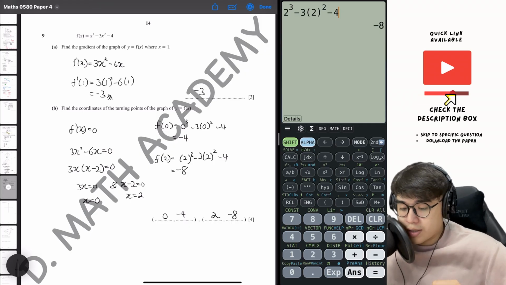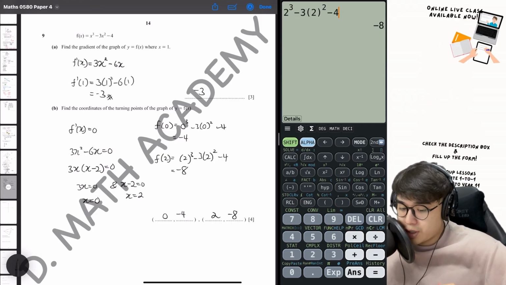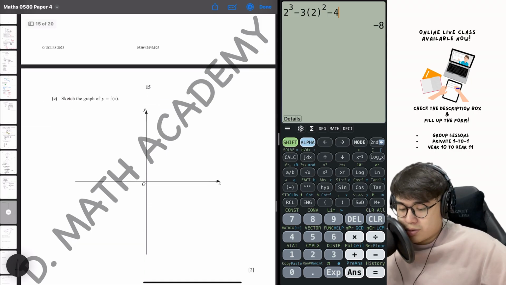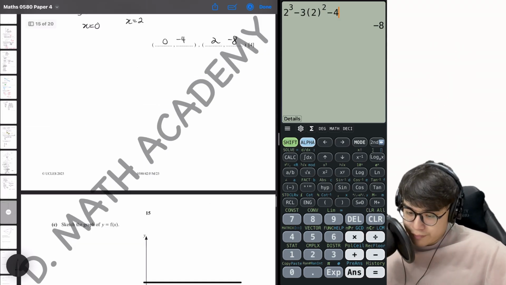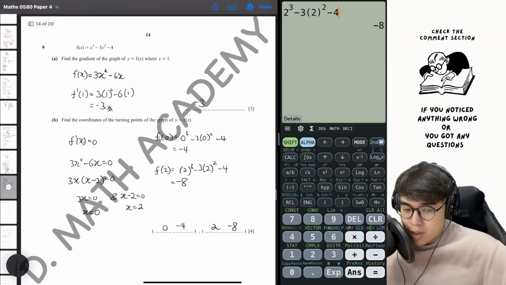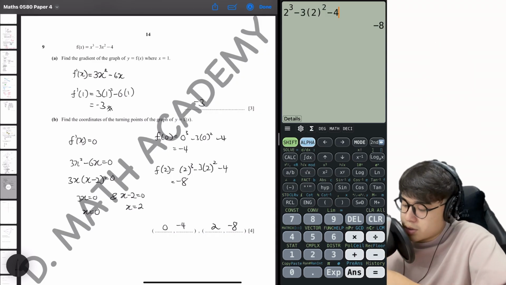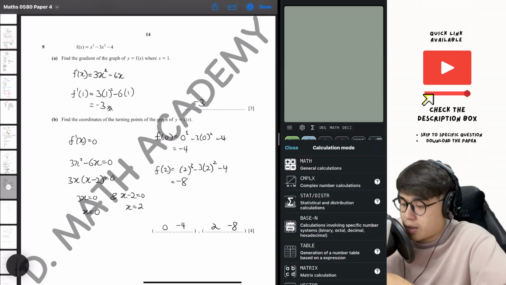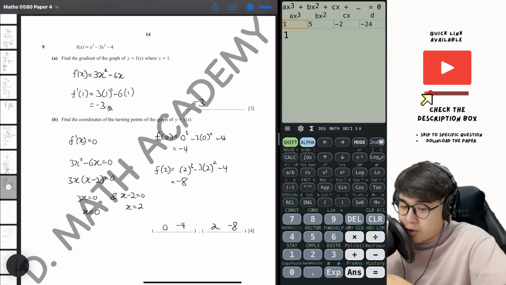Right? Then I think we can move on to part 3 of it. They asked us to sketch out the graph. A few standard steps here that you can do. I might need to find the roots of it.